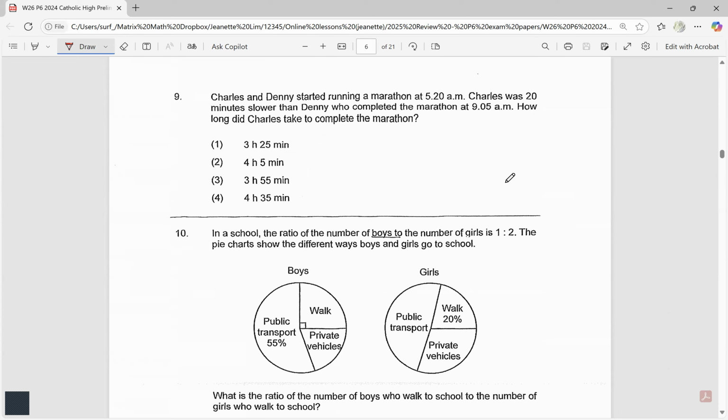Number 9, Charles and Danny started running a marathon at 5:20 a.m. Charles was 20 minutes slower than Danny, who completed the marathon at 9:05 a.m. How long did Charles take to complete the marathon? Okay, so firstly, they started at 5:20 a.m. Danny completed at 9:05. So 5:20 a.m. to 9:05 a.m.